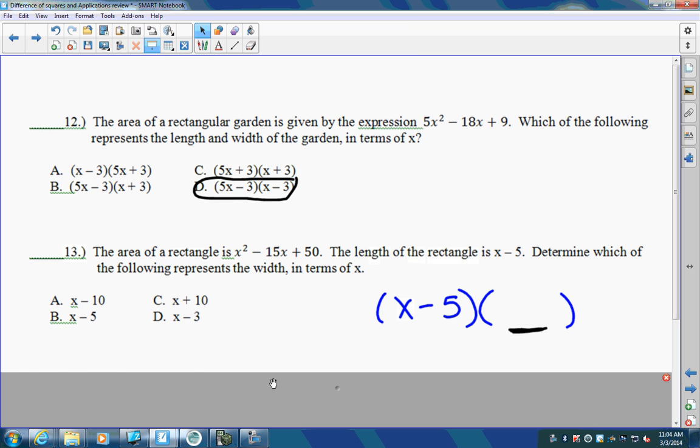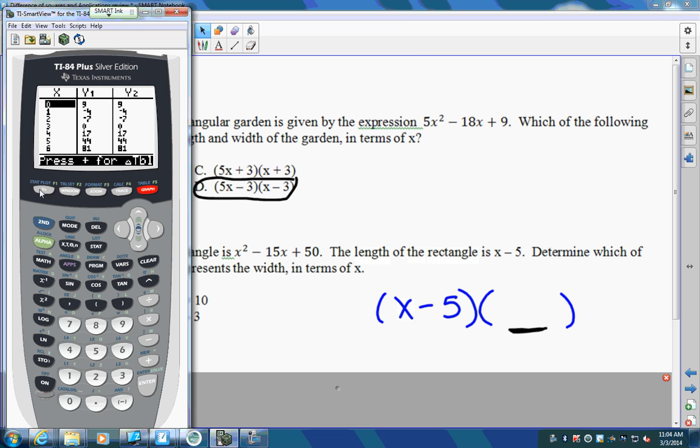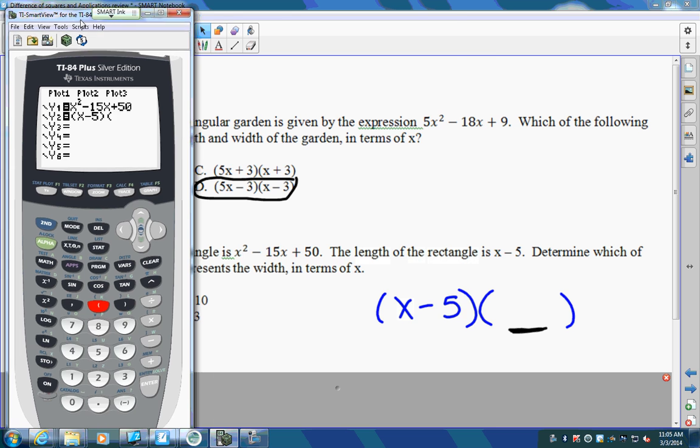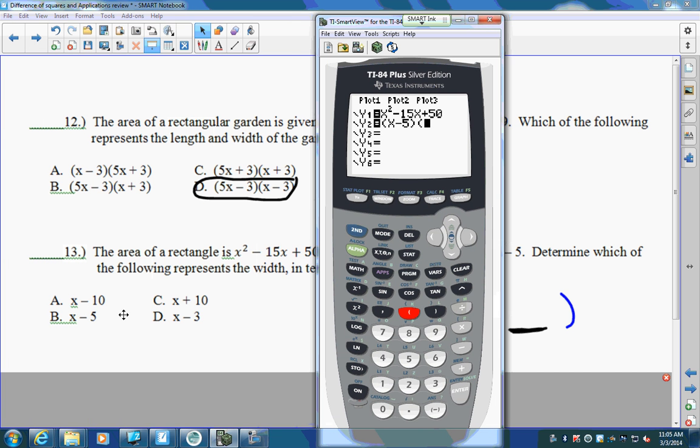Now I've got to figure out what the other one is that goes in there. So let's go to the handy dandy calculator. Go to y equals. All right, I've got x squared minus 15x plus 50. Now, what they already told us is one of them, which is x minus 5. We need to see what the other parentheses is. So I'm going to start with A, which is x minus 10.